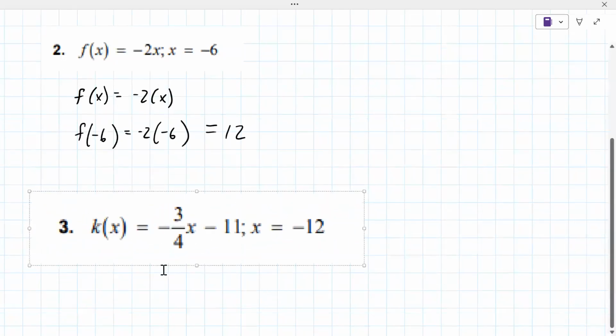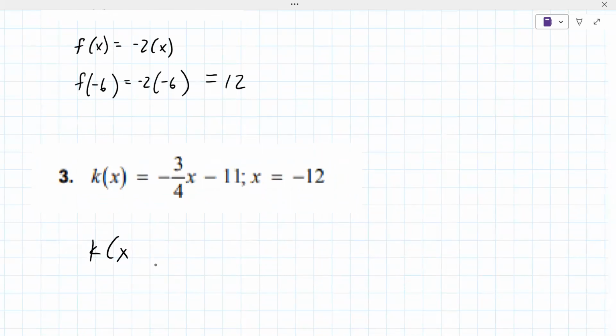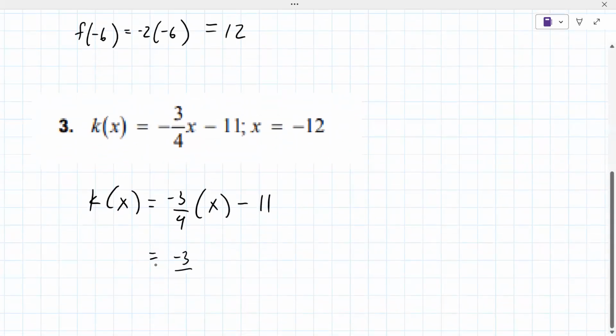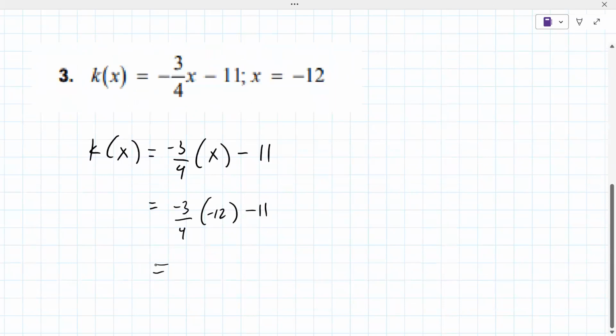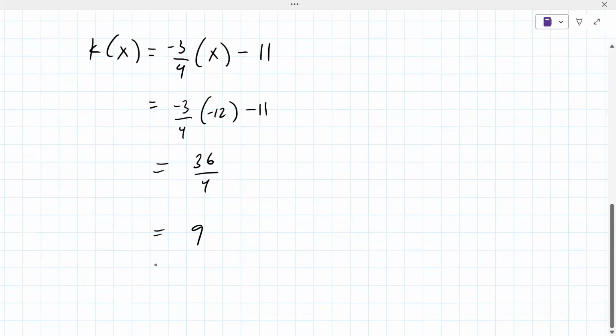Be careful there with signage. It's the exact thing I just mentioned here. If you don't treat that variable as if it's in parentheses, you can very quickly make a sign error. It should be, that's 36 over 4, which is 9. Yeah, 9 minus 11. The k of 12 is equal to -2. Good. Okay.